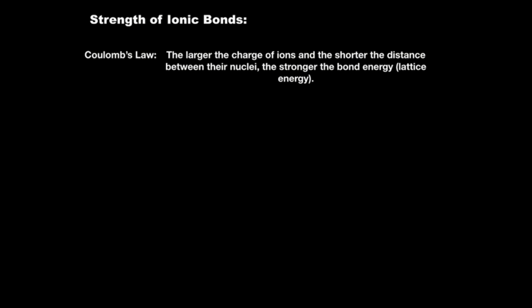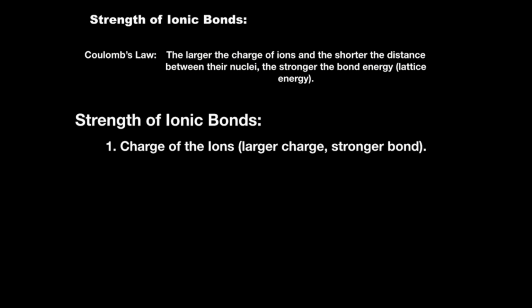So the higher the charge and the shorter the distance between the nuclei, the stronger that attraction is, the stronger that lattice energy is. Well, how does that translate into actual ionic bonds and being able to compare the strength of ionic bonds for different ionic compounds? Well, the first thing is the charge. Okay? So the higher the charge of an ion, the larger the charge, the stronger the bond's going to be. So if I were to compare the ionic bond of sodium chloride, NaCl, versus magnesium oxide, MgO, since magnesium and oxygen have a +2 and -2 charge, that tells us that the ionic bond is going to be stronger for magnesium oxide versus sodium chloride, which only has a +1 and a -1 charge.